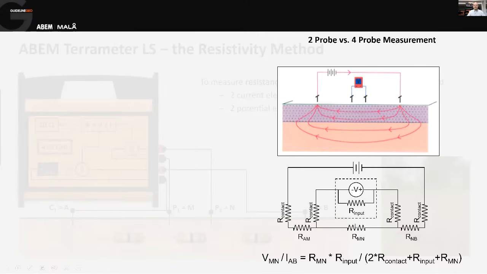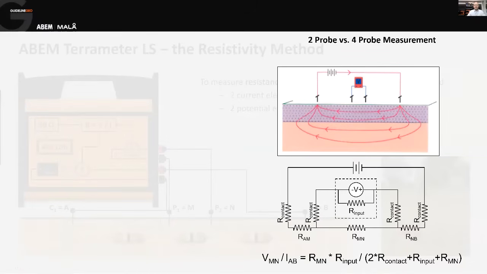It'll also be the resistance between the pair that we're measuring the voltage with. So that's this R_MN, and that's the one we want. That's the one we're really interested in. That's the one that will allow us to calculate an apparent resistivity for the volume of Earth between those measuring probes. And then also, the design of the measurement instrument means that there will be an internal resistance to the system.